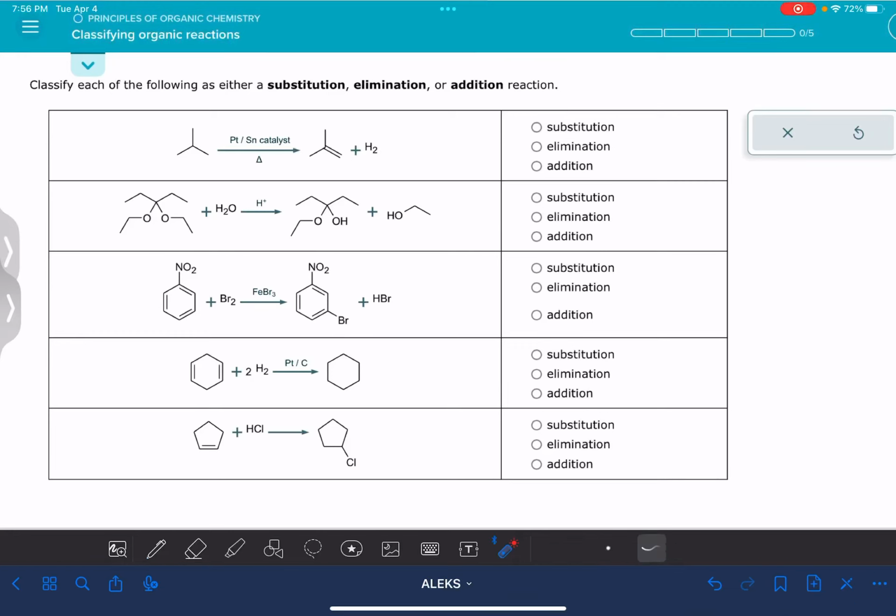In this video, we're going to work on the ALEKS problem called classifying organic reactions. This problem is going to give you 5 different reactions. You're being asked to classify each one of them as either substitution, elimination, or addition.